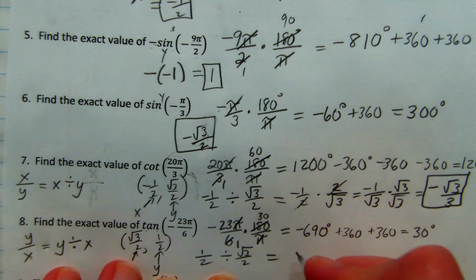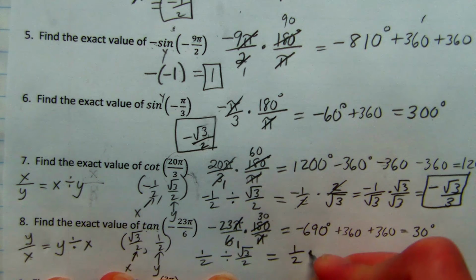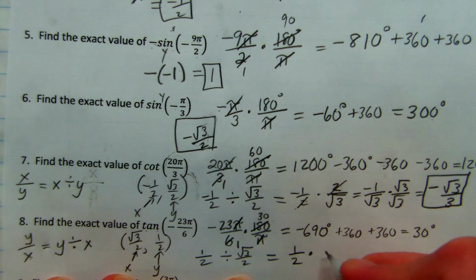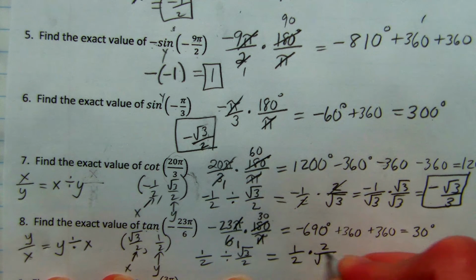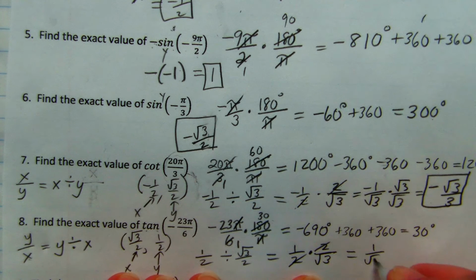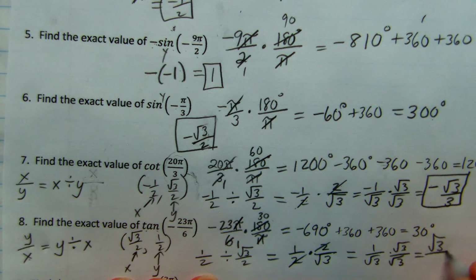So copy dot flip, or invert and multiply, whatever your favorite fraction phrase is. We're going to change it to multiplication, flip this over, and it's going to look basically like what we had the last time, except it's positive. So we just do a quick rationalization of the denominator, and we end up with square root of 3 over 3 as your final answer.